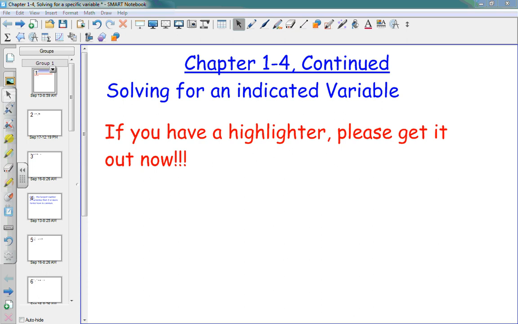Chapter 1-4 continued. Solving for an indicated variable. All right, today what you're going to need is a highlighter. It's not necessary that you have one, but it's very helpful if you have one. It's going to help you keep your thoughts organized.